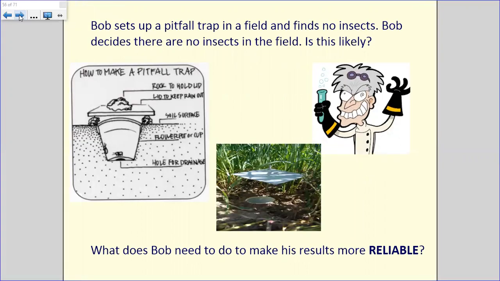So, what do you think about Bob? Bob set up a pitfall trap in a field, and he finds no insects in the pitfall trap. So Bob's conclusion, based on his sampling, is that there are no insects in the field. Now, is that likely? Is that a realistic expectation that there are no insects at all in a field? Well, no, obviously not. So what does Bob need to do to make his results more reliable?